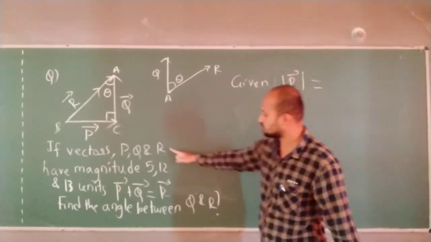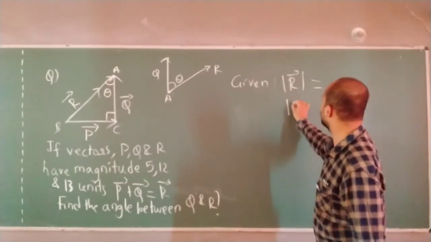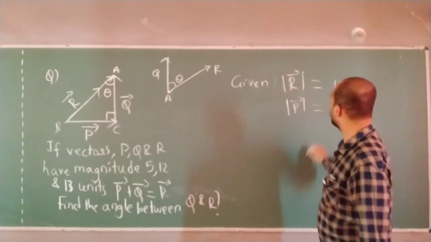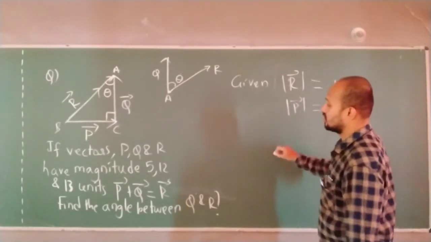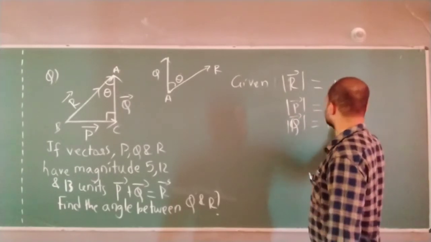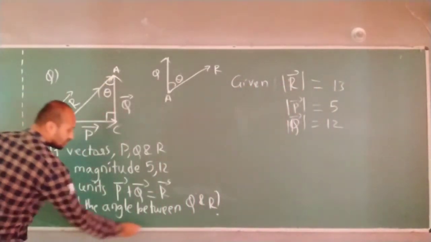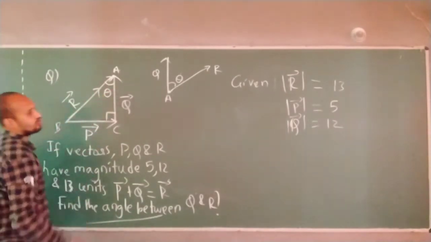Magnitude of r is how much? 13 units. Magnitude of p, magnitude is telling how much? P is 5. Magnitude of q is 12. Correct now? So here, what is the question? Find the angle between q and r. You have to find theta.